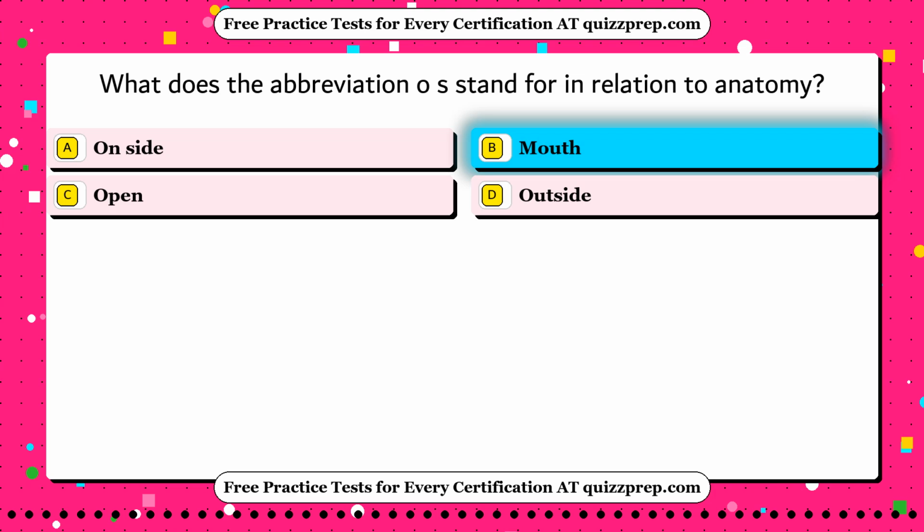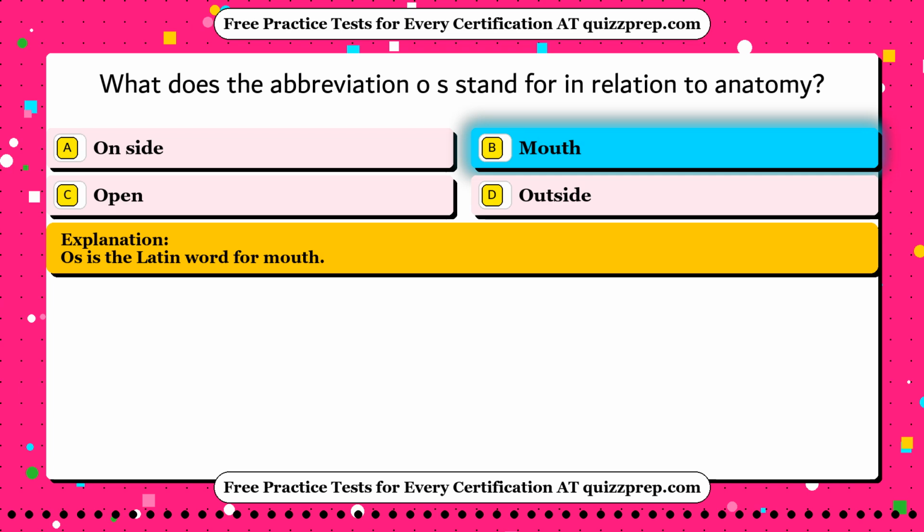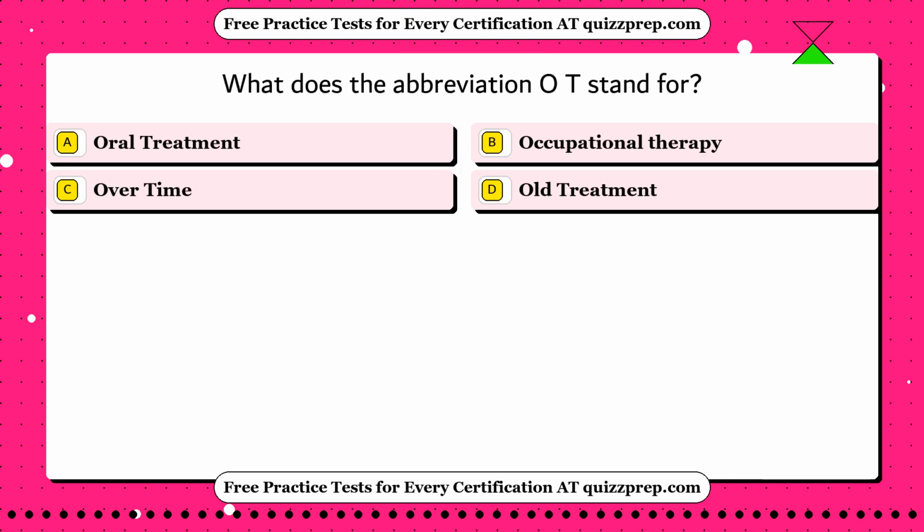The correct answer is option B, mouth. OS is the Latin word for mouth. Question 84. What does the abbreviation OT stand for? Option A, oral treatment. Option B, occupational therapy. Option C, overtime. Option D, hold treatment.